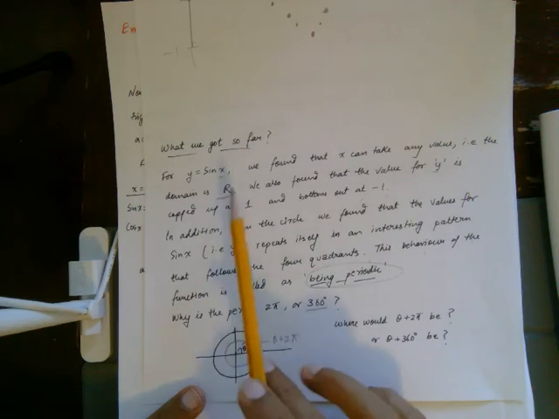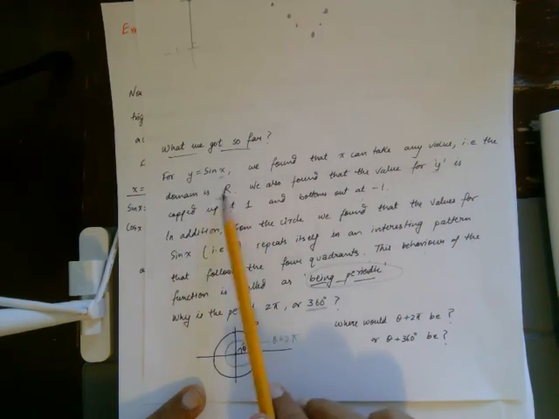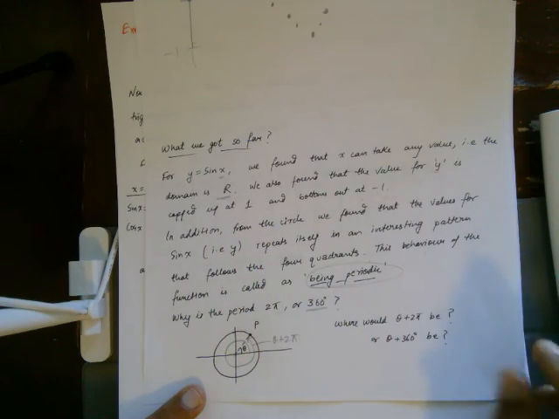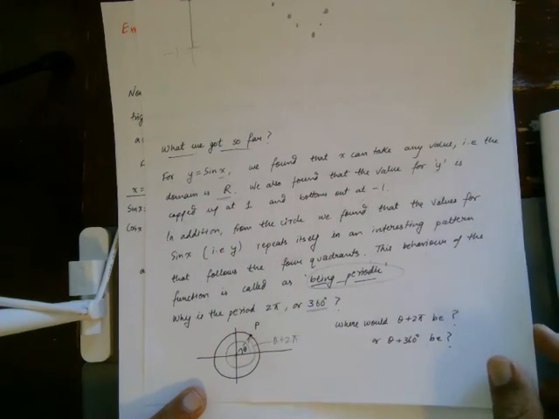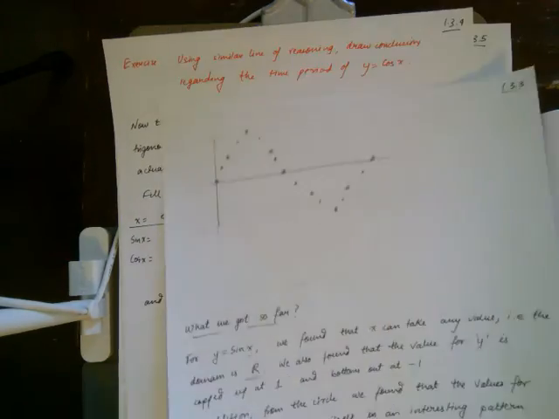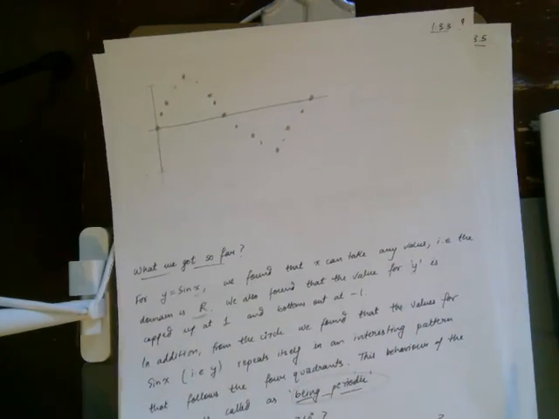Okay, so what's the range for sine? It's -1 to 1. What's the domain? It's R. And you should be able to reason out that it's going to be the same for cosine, which we will look at in the next video.